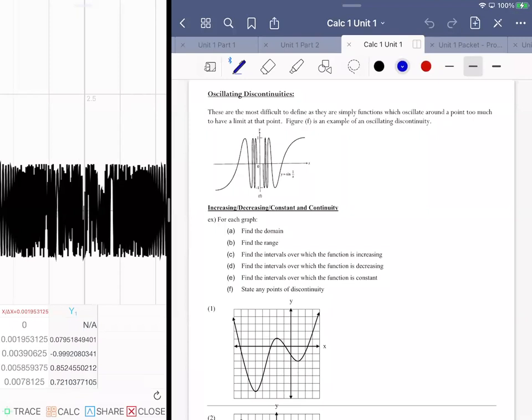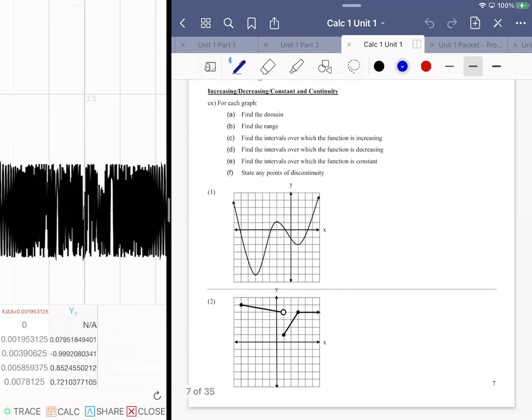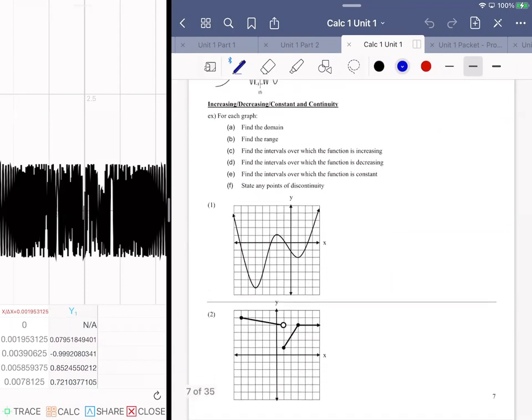All right, so that's an oscillating discontinuity. We say a function is discontinuous at that point of discontinuity, but it's in an oscillating fashion. All right, so we're going to come back to that when we talk about particular cases involving limits, but for now, we're just going to switch gears and talk about the way graphs behave.